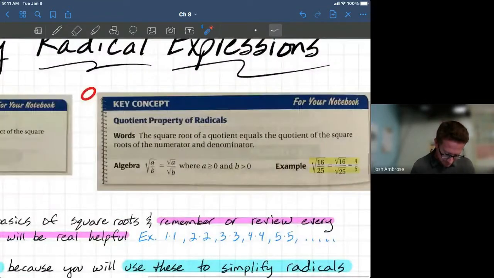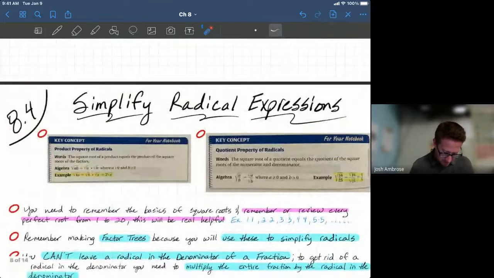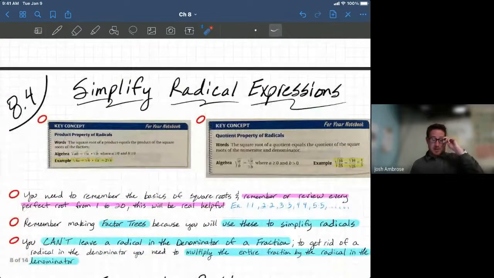All right, let's get into our notes right here. So again, what I highlight, I find to be very important.